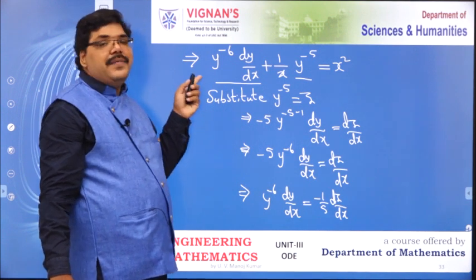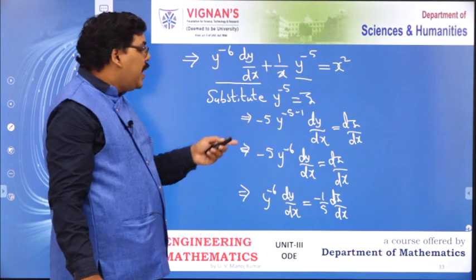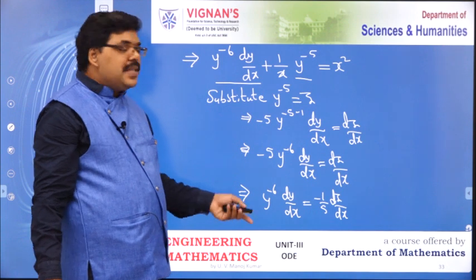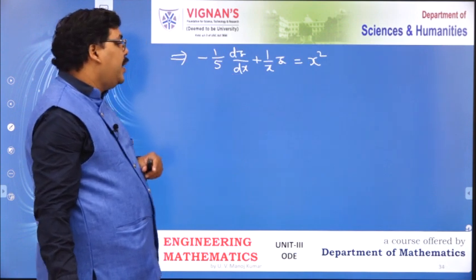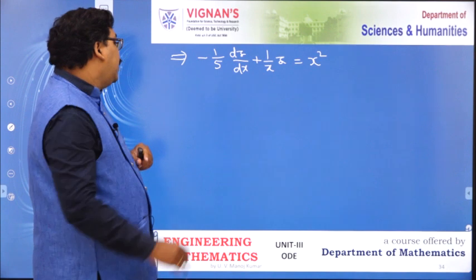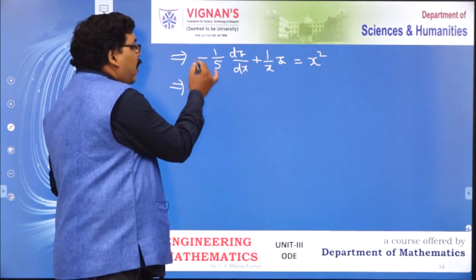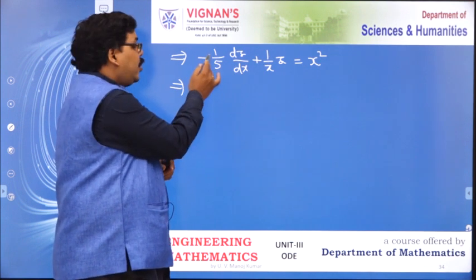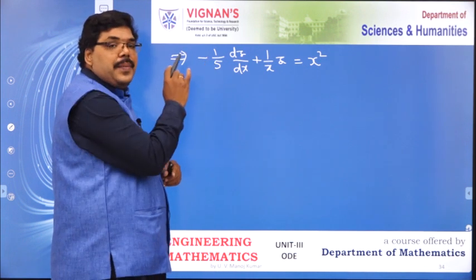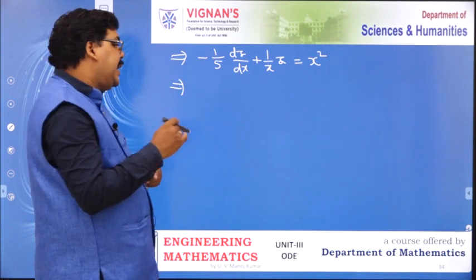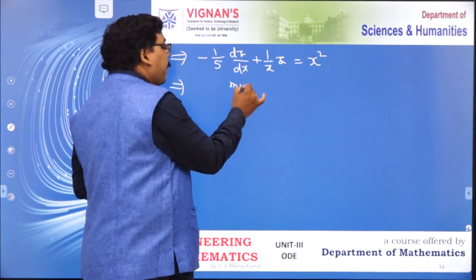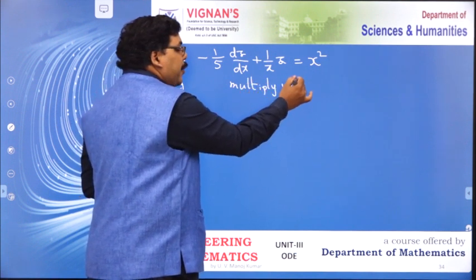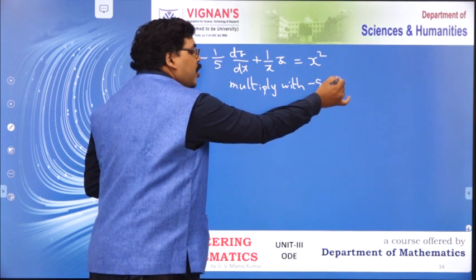So after dividing with y power 6 on both sides, we are substituting y power minus 5 equals z, and we are getting this result. We are substituting them in the given differential equation. So now I don't want any constant here. I want only dz by dx here. So this constant I want to remove. So I multiply with minus 5 on both sides.